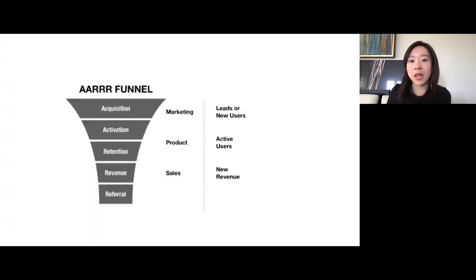This is a typical way to think about a customer acquisition funnel. You have marketing in an organization usually being accountable for the acquisition part of that journey, and their KPI is generating leads or new users. And then from there, many organizations view product as a function owning activating those users and also retaining them. And typically product is accountable for KPIs related to product usage and engagement. For example, active users could be a common KPI that product is held accountable for.